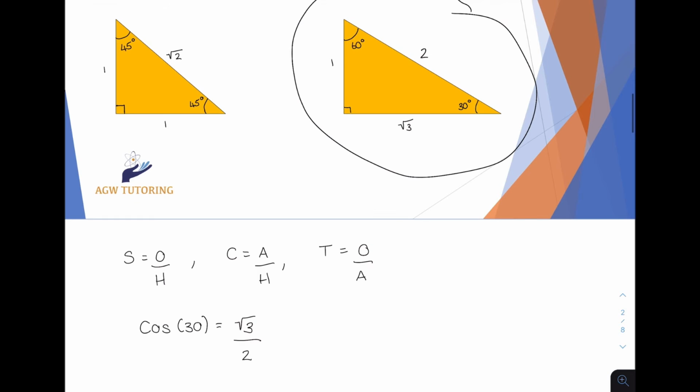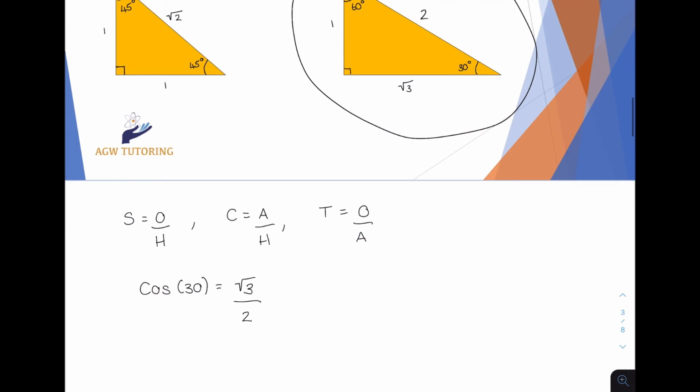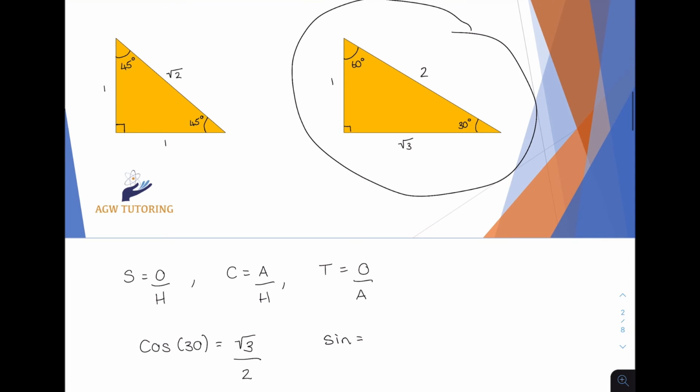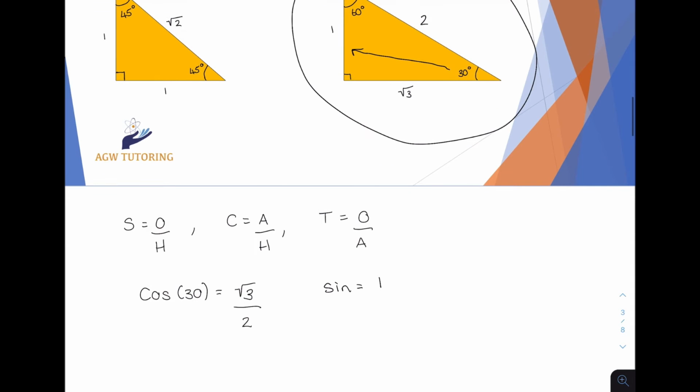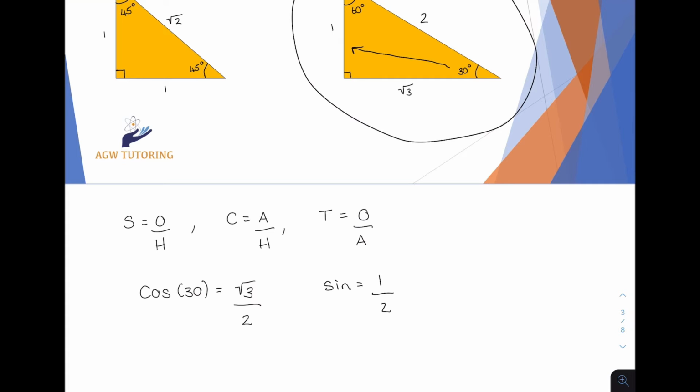Say we wanted to find sine 30 for this angle. We would use sine equals opposite, so the side that is opposite the angle. So that's equal to 1 over hypotenuse, which is equal to 2. Sorry, I forgot to write 30 there. So we know sine 30 is equal to a half.